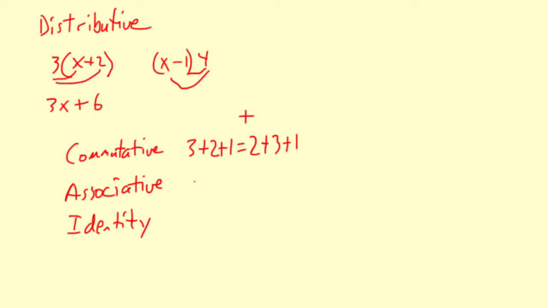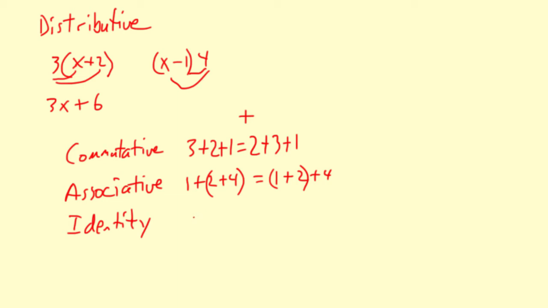Associative, associate means like who you're hanging out with. So it doesn't really matter who you hang out with and the values are the same. So here's associative. If you do 1 plus 2 plus 4, and let's say here you have the 2 plus 4 in parentheses, that's the same thing as 1 plus 2 plus 4 with the 1 plus 2 in parentheses. So you can change how the numbers are associated and the answer will always be the same.